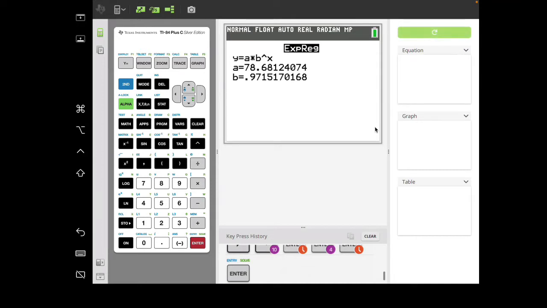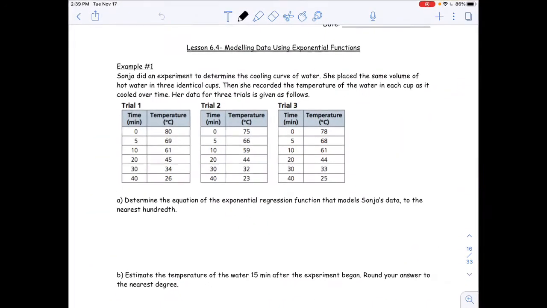So we're going to write that down. In this case, we're going to round to the nearest hundredth, meaning 2 decimal places. Okay, so we have A, which is 78.68, times B, which is 0.97 to the power of X. So we're going to write the equation that we get. We'll also write down the steps that we get from doing this.